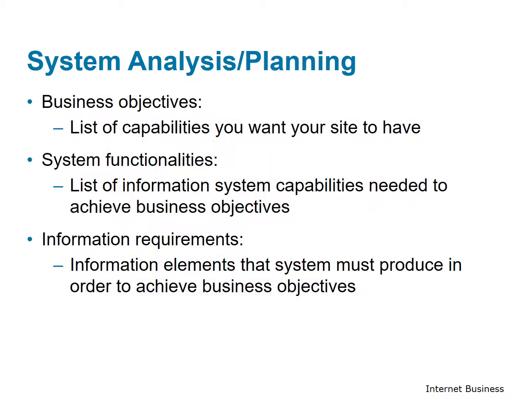System analysis and planning. Business objectives: list of capabilities you want your site to have. System functionality: list of information system capabilities needed to achieve business objectives. Information requirements: information elements that the system must produce in order to achieve business objectives.